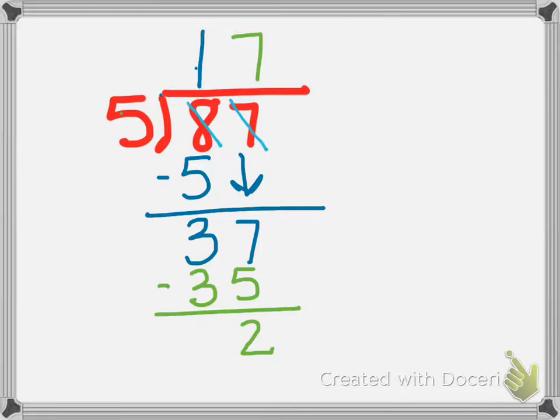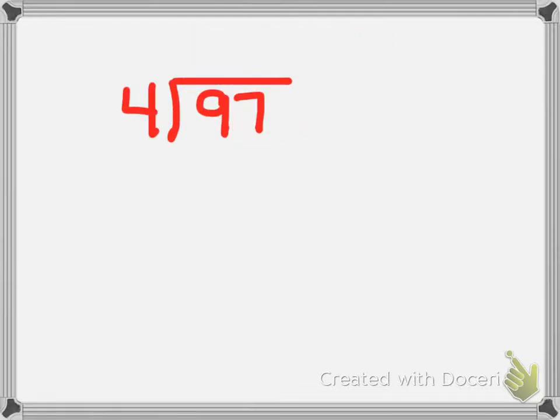I notice there's nothing over here for me to bring down. So the 2 becomes my remainder. The quotient equals 17. The remainder equals 2. Okay, just a few more. Here we go.